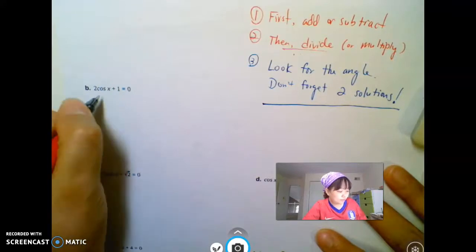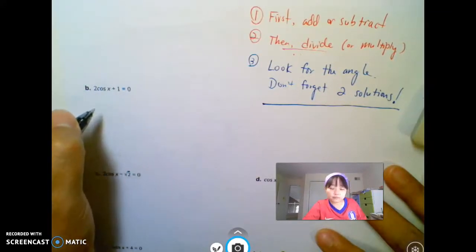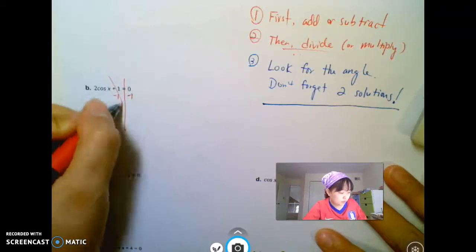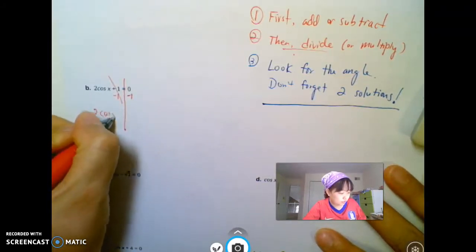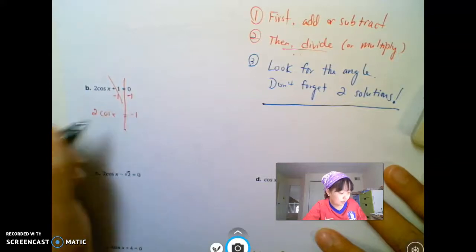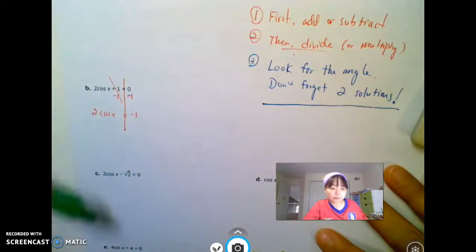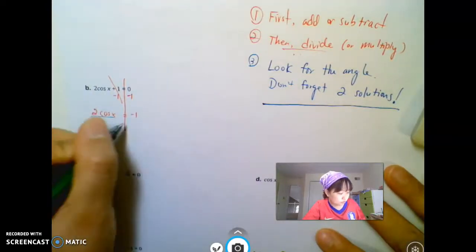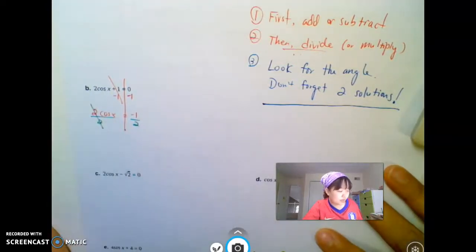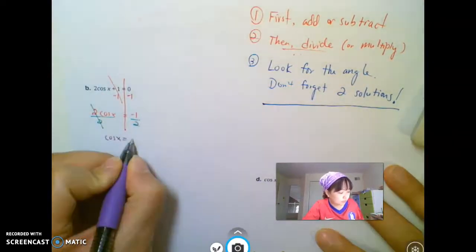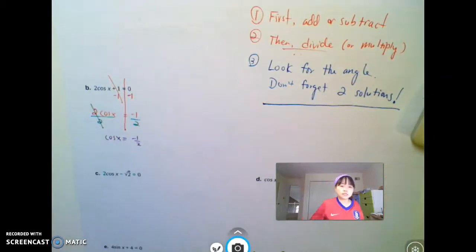So let's look at B. Is there something to add or subtract? Yes, that 1. So we're going to subtract 1. So that's gone. 2 cosine x equals -1. Is there something to divide or multiply? Yeah, the 2. Done. You see, this goes back to our other section with cosine of x is -1/2.